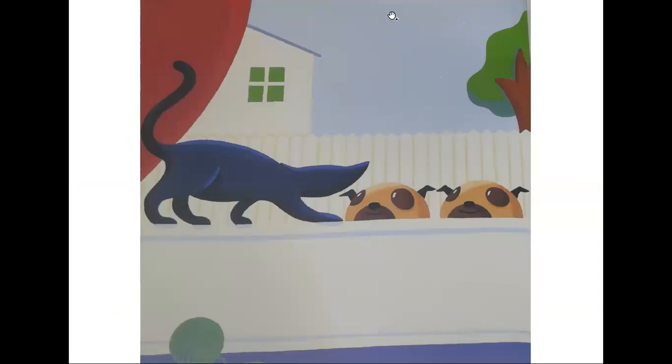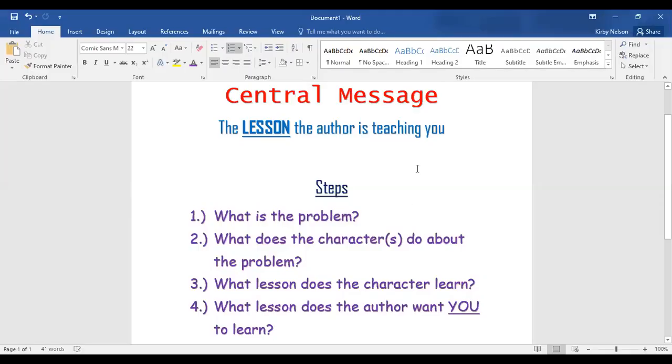All right, guys. So that was the story Unlovable. Now, I'm bringing this central message back up so that we could talk about the different steps that we went through whenever we were reading this story. So, first, what was the problem in this story? Everyone was mean to Alfred, and they called him unlovable because of his appearance. And they were so mean to him that he didn't have any friends, and it made him feel unlovable.